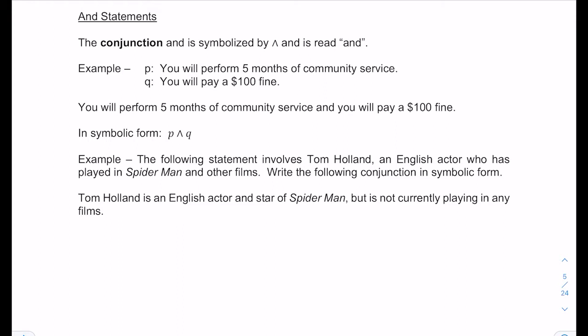We're going to write the following conjunction in symbolic form. The statement says Tom Holland is an English actor and star of Spider-Man, but is not currently playing in any films. So I'm going to let P represent the first part of the sentence, and then the word but is the connective. I'm going to let the second part be Q.